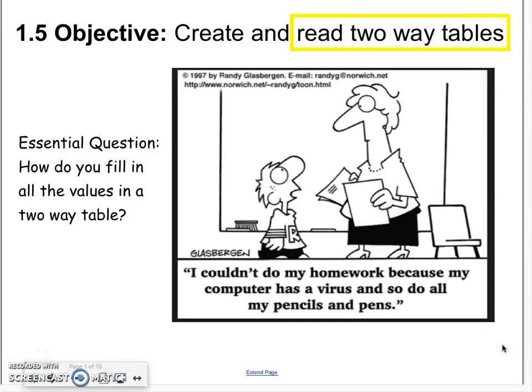Alright, so today what we're going to be working on is 1.5, create and read two-way tables. We're going to start with reading the two-way tables and then we'll work our way into creating them as well. So our essential question for the day is, how do you fill in all the values in a two-way table?